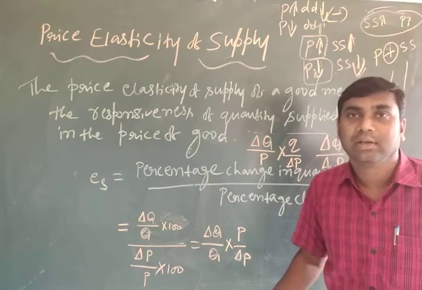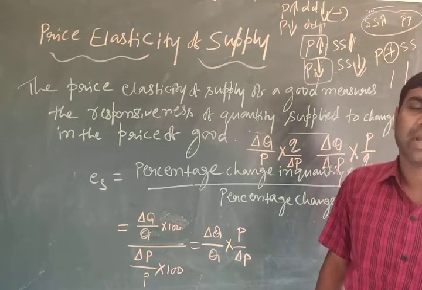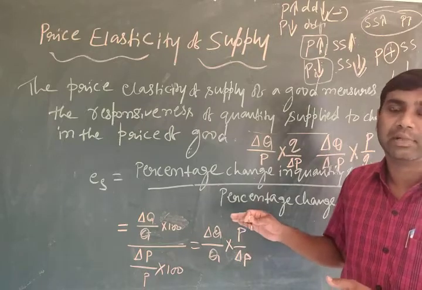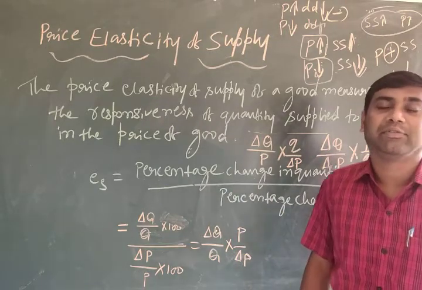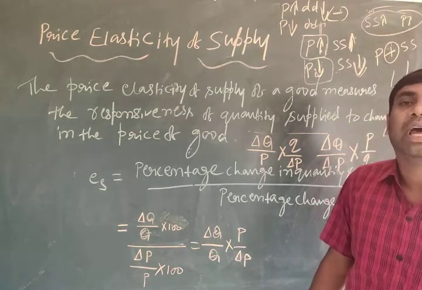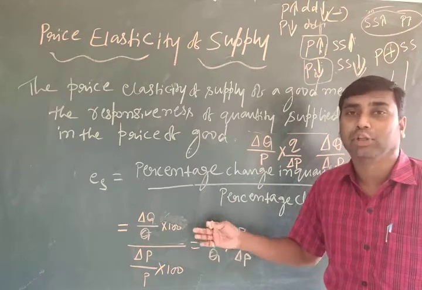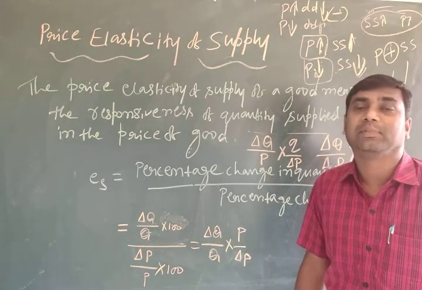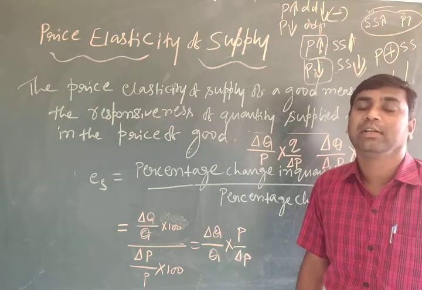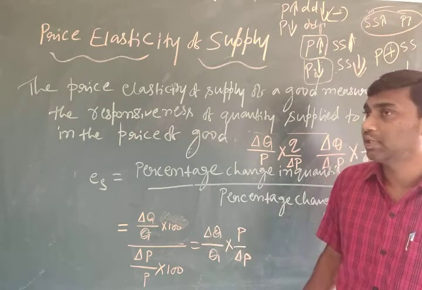Up to this, the 4th chapter of microeconomics: the theory of a firm under perfect competition. From tomorrow onwards I will give notes. Up to this 4th chapter, the theory of the firm under perfect competition. Don't forget, the theory of the firm under perfect competition, up to this.